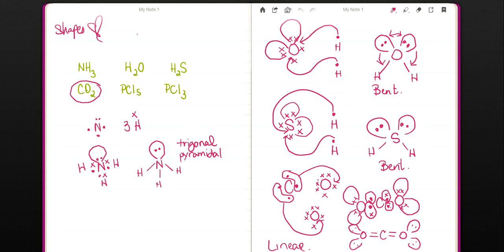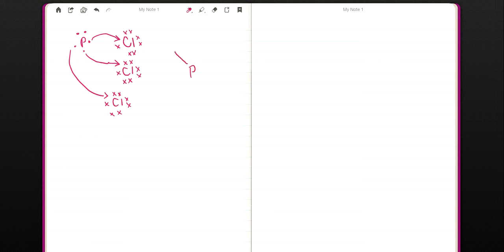Let's try PCl3 and PCl5. So PCl3, P is in group 5. Chlorine is in group 7. So therefore, you would need 3 chlorines at this point, right? So you need 3 chlorines. Right? And from there, because of that, you have this lone pair up there pushing down on these 3 bonds.